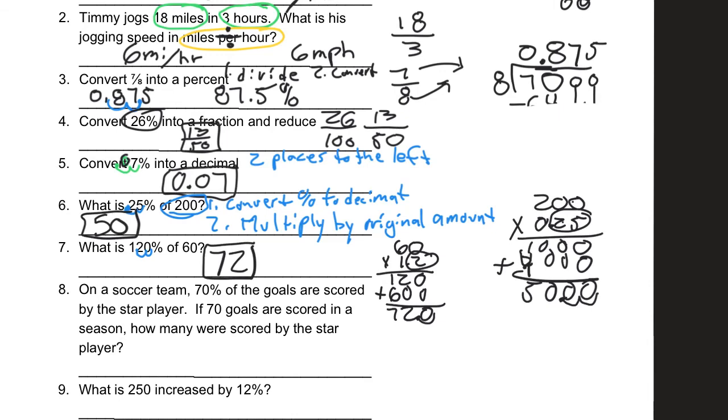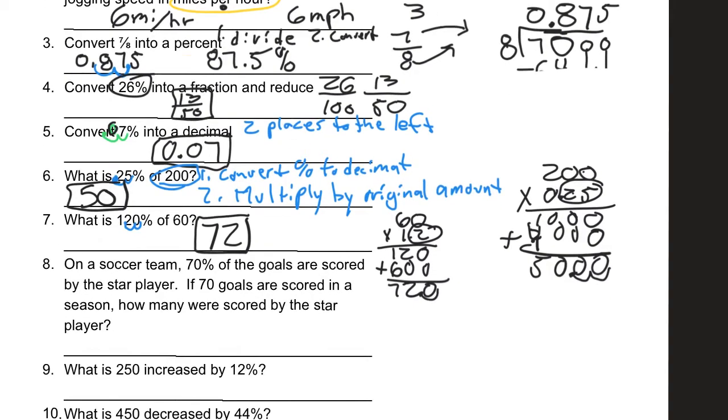Because what I did was, it'd be the same as doing 100% plus another 20%. So now we know 20% of 60 is 12. So 120% would be 72. All right, I'm going to move the paper again.